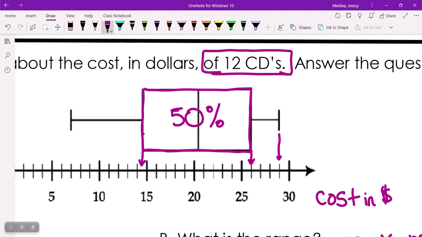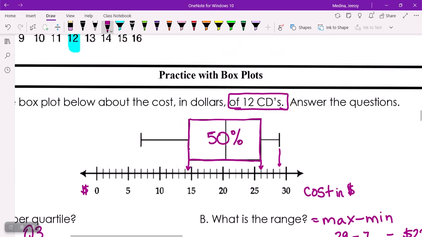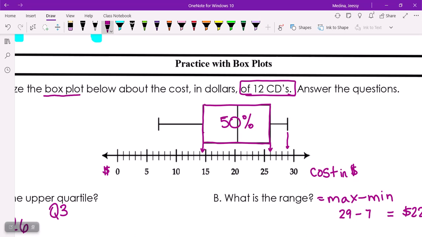And this data is about what? The box plot below is about 12 CDs. So what does that mean? It means they took 12 CDs and they said, what's the cost of this CD? What's the cost of that CD? What's the cost of this CD? What's the cost of that CD? And then those prices is what they've plotted here. Clear? Okay.